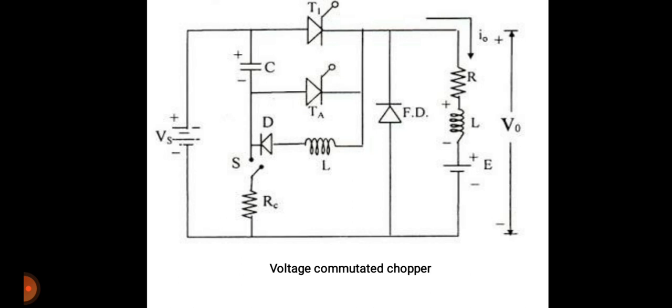And the next one is that the auxiliary thyristor TA is triggered so that C gets charged through source Vs, C, TA and the load. The charging current through capacitor C decays and as it reaches 0, Vs is equal to Vc and TA is turned off.